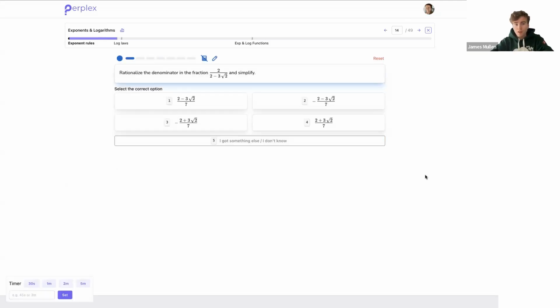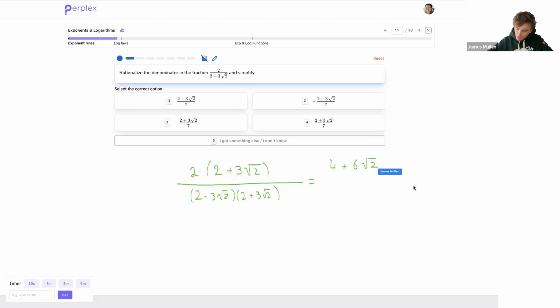Okay, so I have in the denominator 2 minus 3 root 2. So I'm going to multiply by the opposite irrational number, which is 2 plus 3 root 2. So I'm going to do 2 times 2 plus 3 root 2 over 2 minus 3 root 2 times 2 plus 3 root 2. That gives 4 plus 6 root 2 over, and then I'm going to have 2 times 2, and I'm going to do minus 3 squared times root 2 squared.